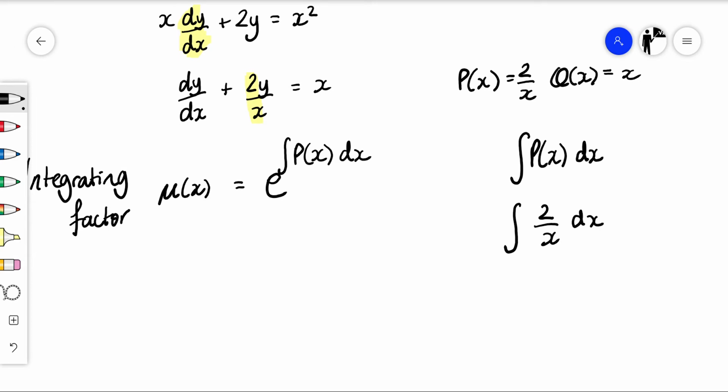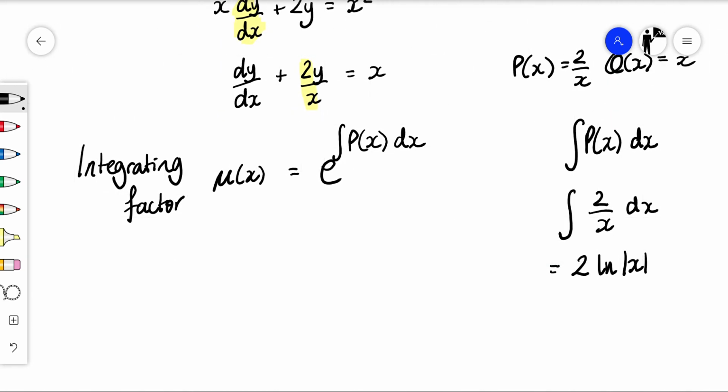This is just one of our standard results. We should be able to know that this is going to be the natural log of x. So it's going to become 2 times the natural log of the absolute value of x. Okay, so we now know what the integral of p of x is. It's this here. So that's going to become 2 log x.